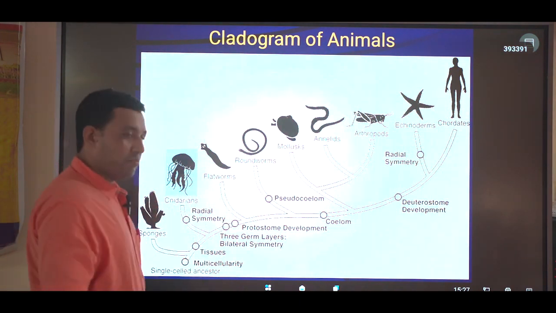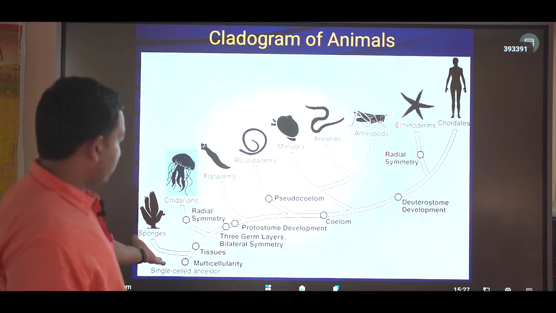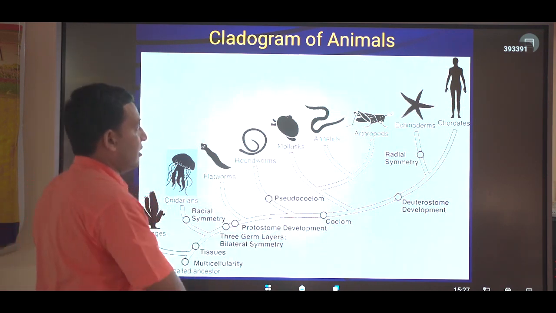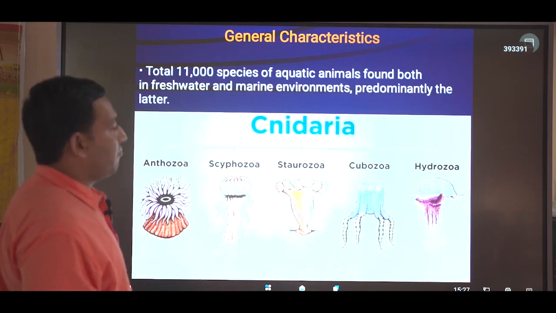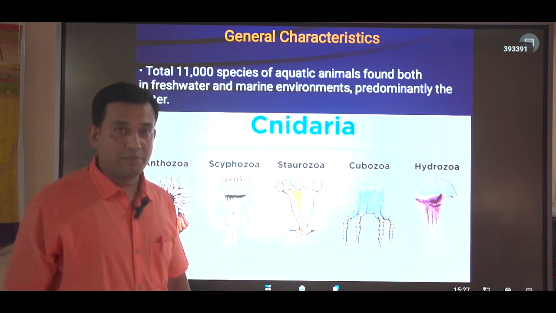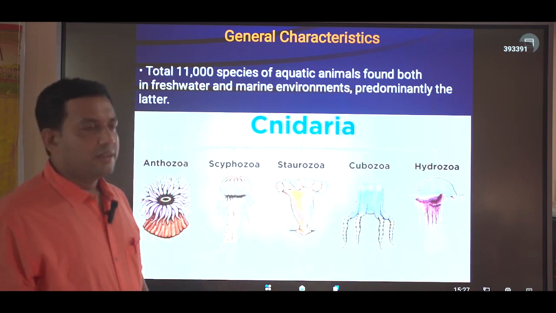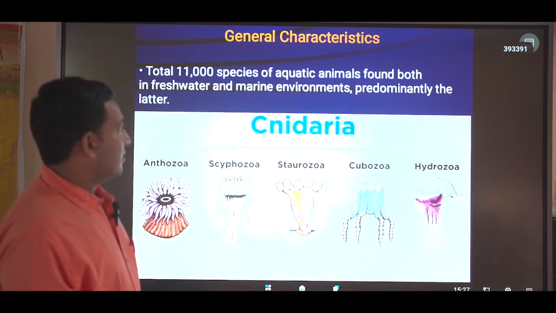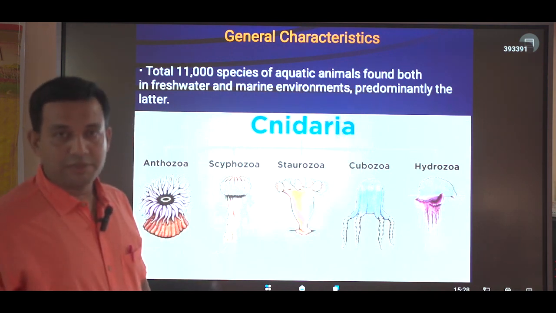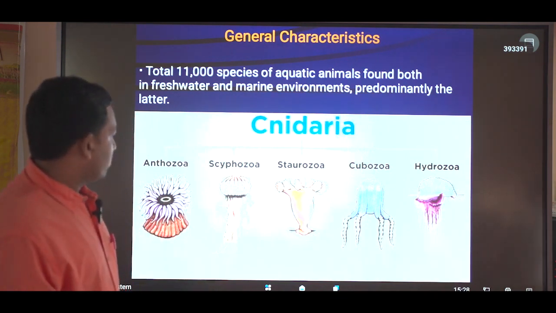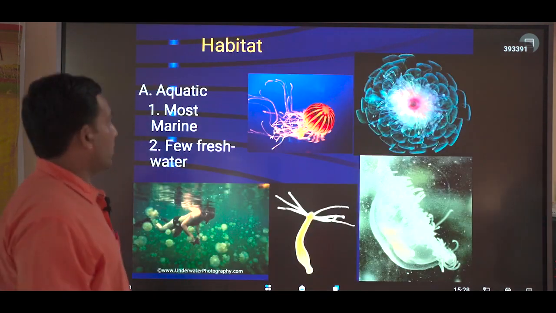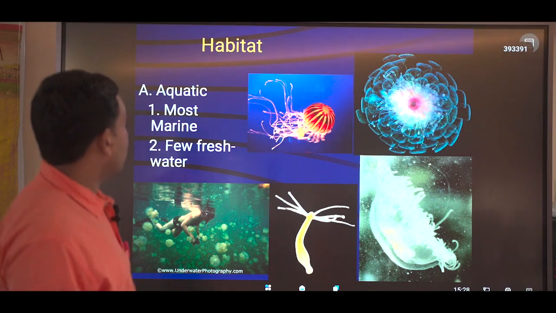If you see the position in the cladogram, after sponges, Cnidarians are there, which show radial symmetry. The phylum includes 11,000 species of colorful animals. Most of them are marine, except a few freshwater species. And this phylum is divided into 5 classes: Anthozoa, Scyphozoa, Staurozoa, Cubozoa, and Hydrozoa. Let us see which are those organisms. First we will see the general characters.